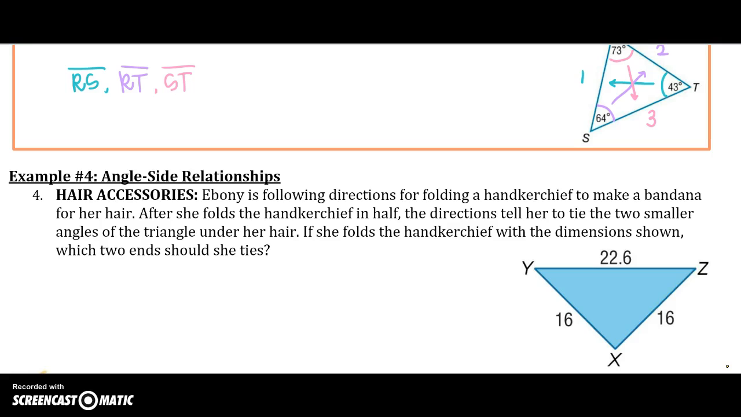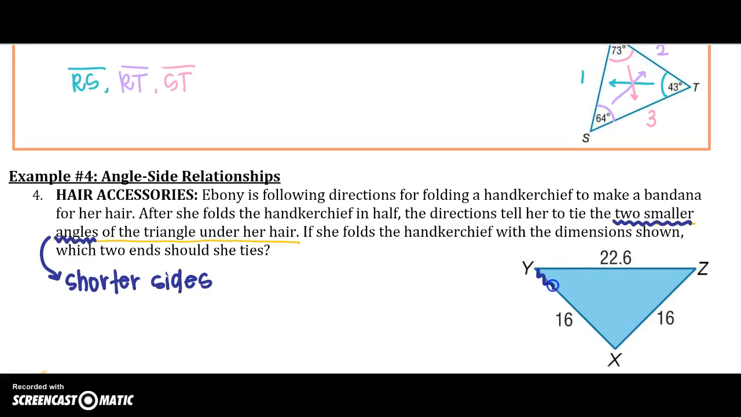Ebony is following directions for folding a handkerchief to make a bandana for her hair. After she folds the handkerchief in half, the directions tell her to tie the two smaller angles of the triangle under her hair. If she folds the handkerchief with the dimensions shown, which two ends should she tie? So we're looking for the two smaller angles, which remember go with the shorter sides. So look at your shorter sides.